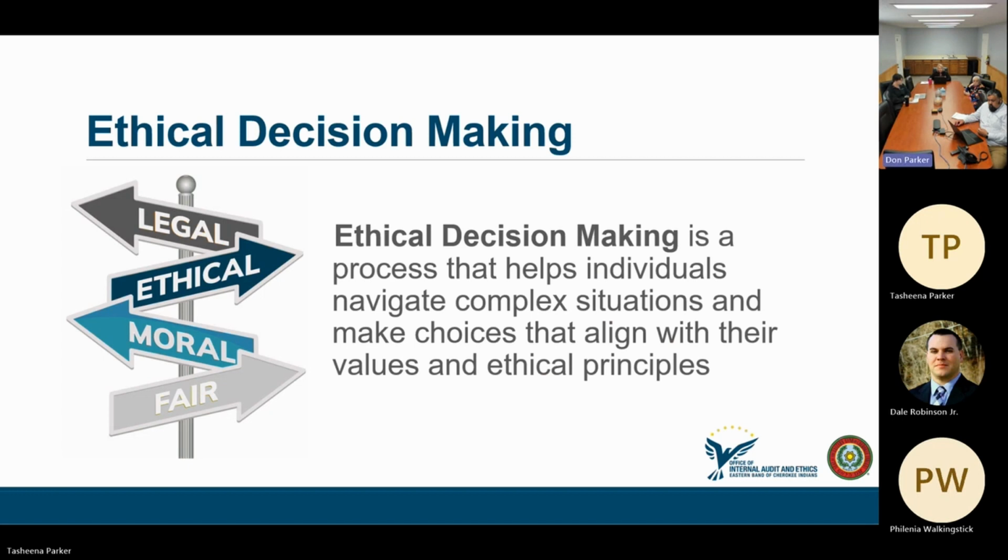Ethical decision-making and moral awareness are closely interconnected. Ethical decision-making is a process that helps individuals navigate complex situations and make choices that align with their values and ethical principles. Ethical decision-making is not always straightforward and may involve situations where there is no right or wrong answer. It encompasses honesty, integrity, fairness, and respect for the dignity and rights of all individuals involved.